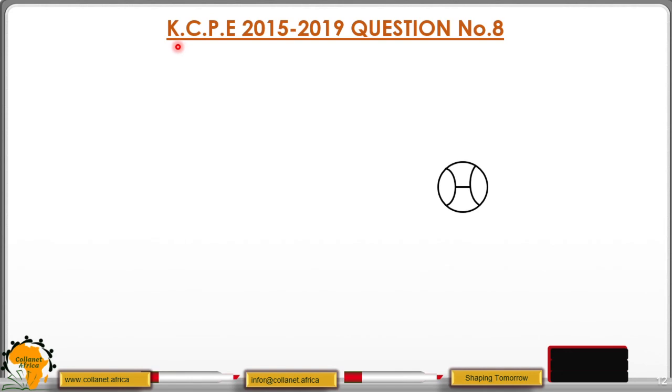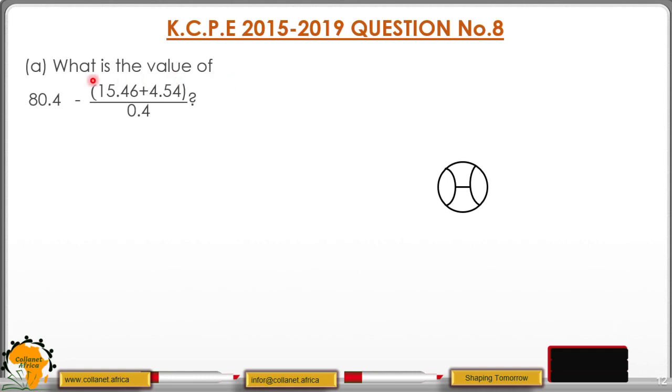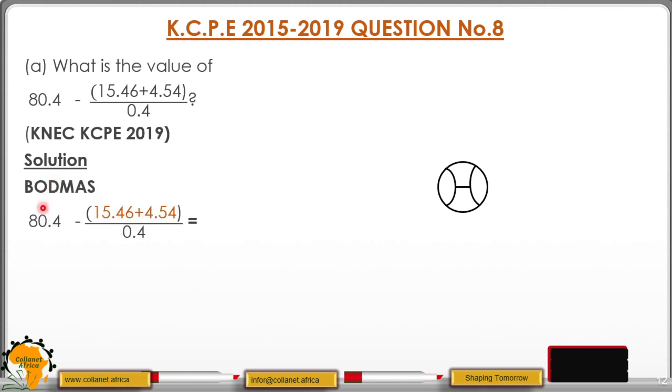Today we are going to look at KCPE 2015 to 2019 question number 8. We'll start with what was tested in 2019. So the question was, what is the value of this 80.4, then subtract that one. So solution, we use BODMAS.